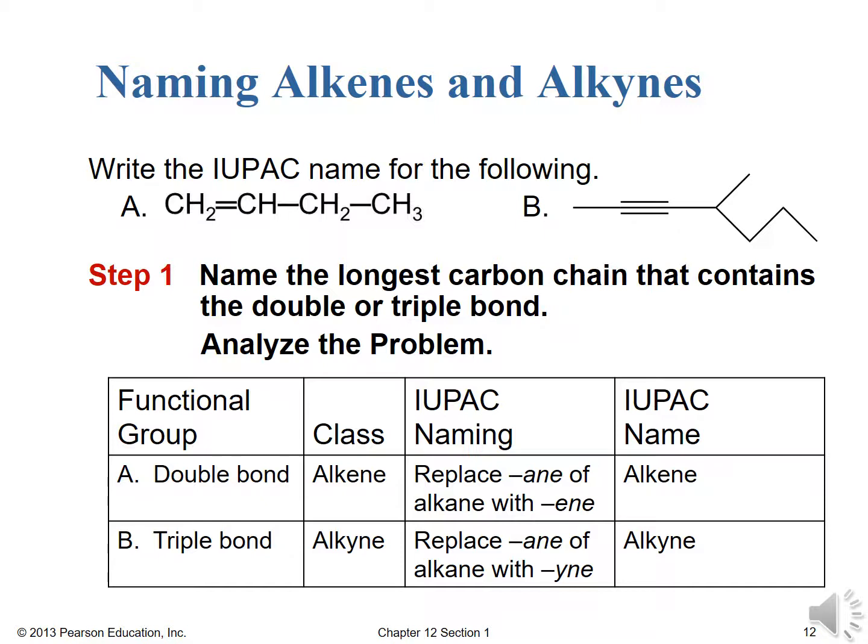So step 1, name the longest carbon chain that contains the double or triple bond. So we've just identified the functional group for each of those, double bond for A, triple bond for B. So the class is going to be alkene for A, alkyne for B. We'll take that IUPAC name that we would have used for an alkane and replace the ANE ending with ENE for A, and replace the ANE with YNE for B, and therefore we'll be showing that we have an alkene for A and an alkyne for B.